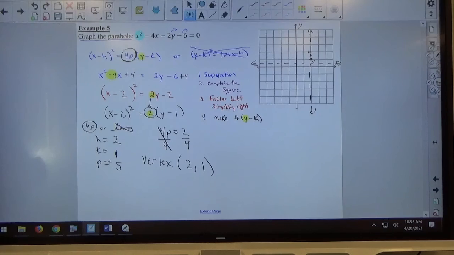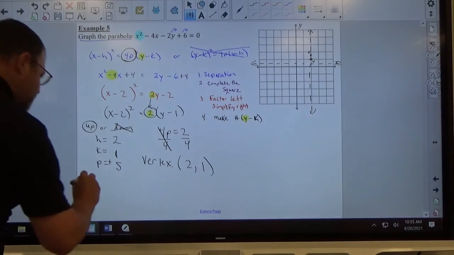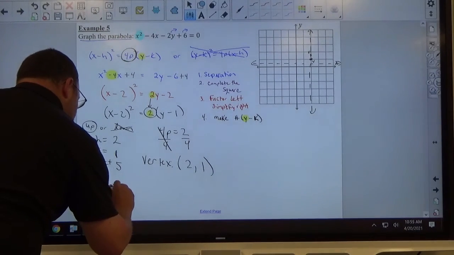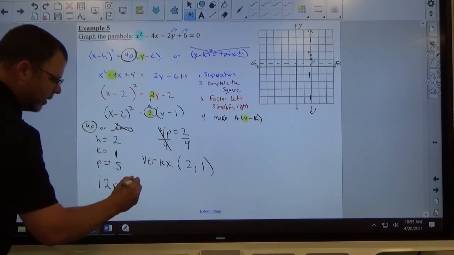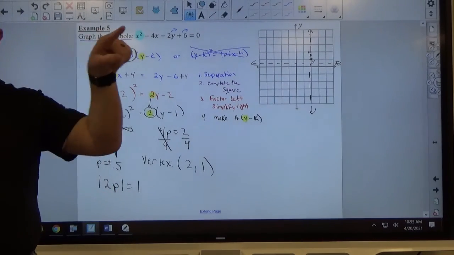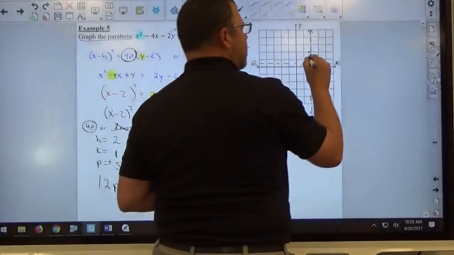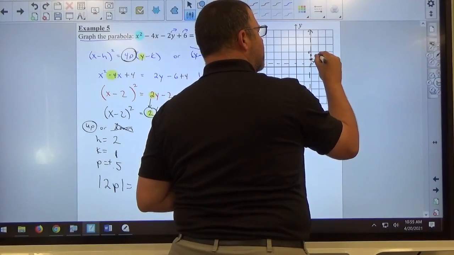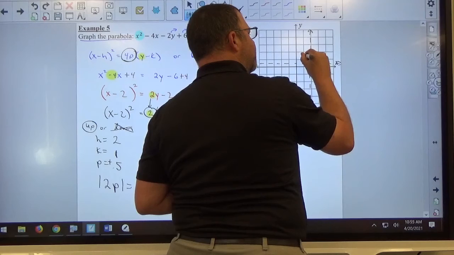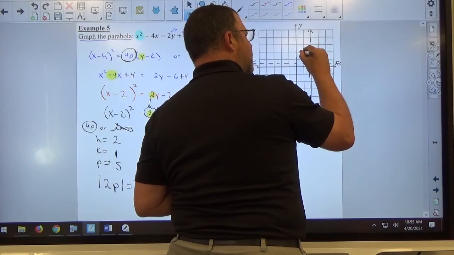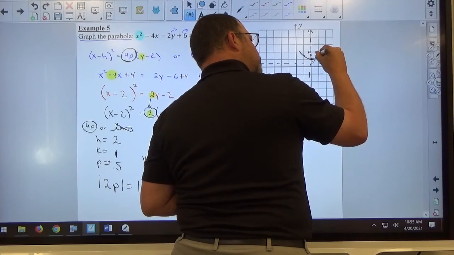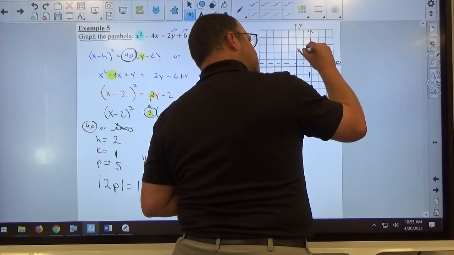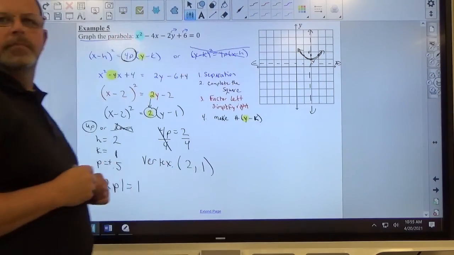Finally, I need to know what 2p is, specifically the absolute value of 2p. If I double a half, what do I get? 1. So I'm going to go one space left and right from the focus to get my other 2 points. So here's my focus, one space to the right, one space to the left, 2 extra points to create my up and down, or my up parabola like so. And there's my parabola.